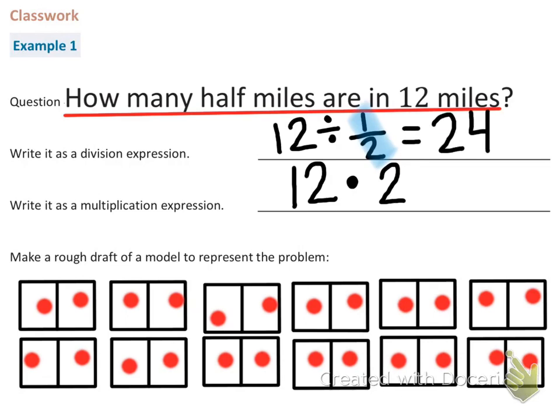I just showed you because we had 24 equal parts. And I write that as a multiplication, 12 times 2, because again, each unit I doubled it. When I split it in half, because I divided by a half, I doubled it and I multiplied by 2. So 12 times 2 equals 24.